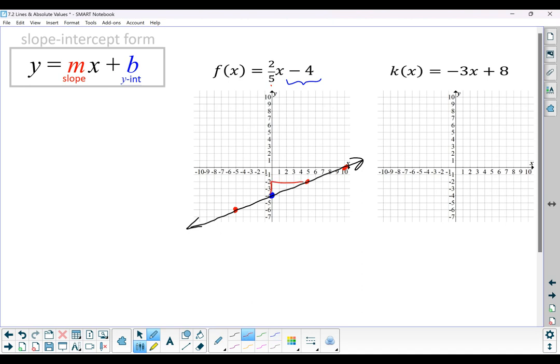And so then this next line has a y-intercept of 8, so we would mark this. And then from there, we will count that slope of -3. Now, if your slope isn't a fraction, it's just over 1. So this is down 3 over 1, down 3 over 1, down 3 over 1. And you just count it out and draw your line.